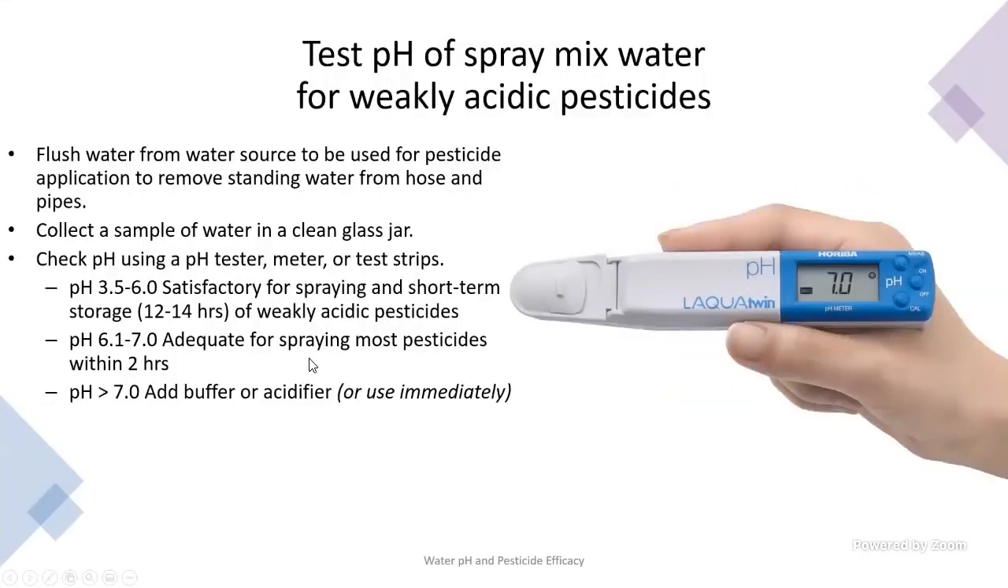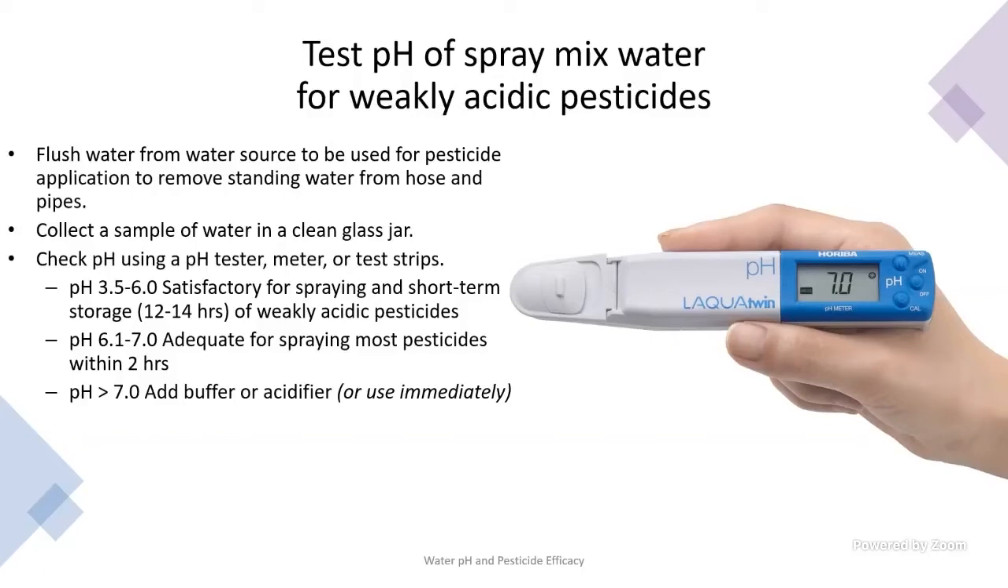If you want to test the pH of a spray mix water, the water should be representative of the water used for spraying. So let's run the water long enough to flush out the water that was standing in the pipes. That's the first step you want to do. You want to collect a sample of the water in a clean glass jar, something that's non-reactive. You don't want to use plastic or anything like that. And then you want to check the pH using a pH tester meter or test strips.